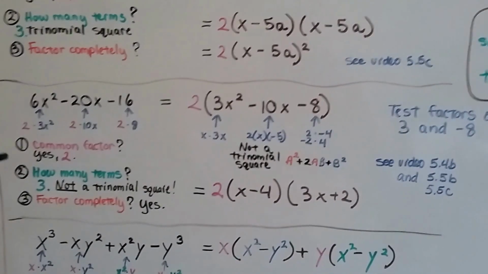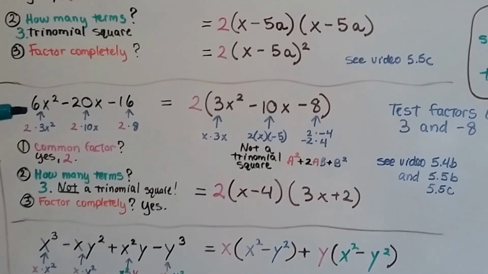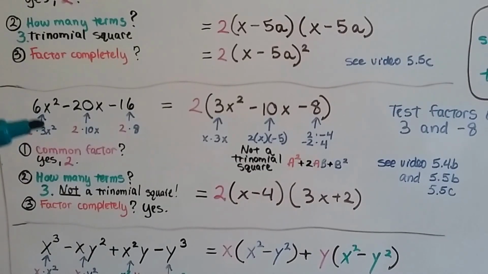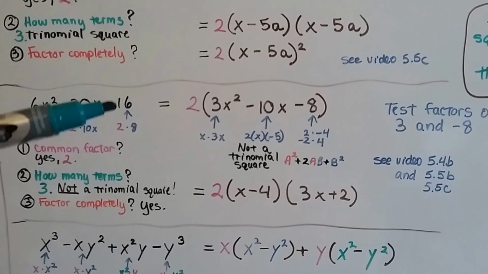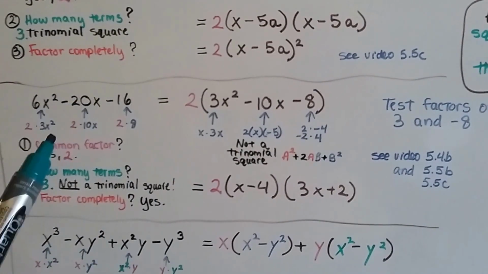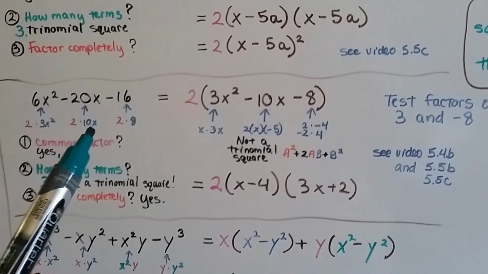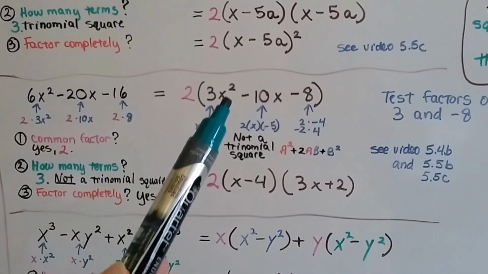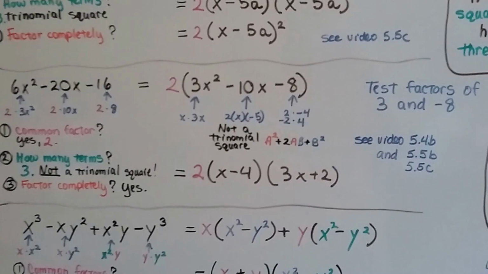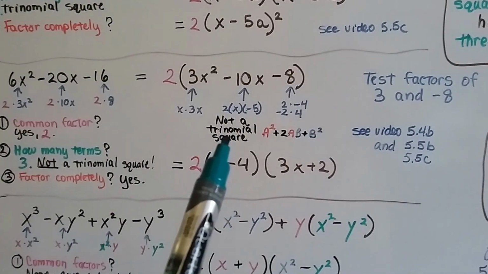In this one, is there a common factor? Yeah, a 2. We can pull 2 out of here, here, and here. 2 times 3x squared, 2 times 10x, 2 times 8. We put the 2 in the front, and we put our 3x squared minus 10x minus 8 here. We test the factors of 3 and negative 8. It's not a trinomial square.